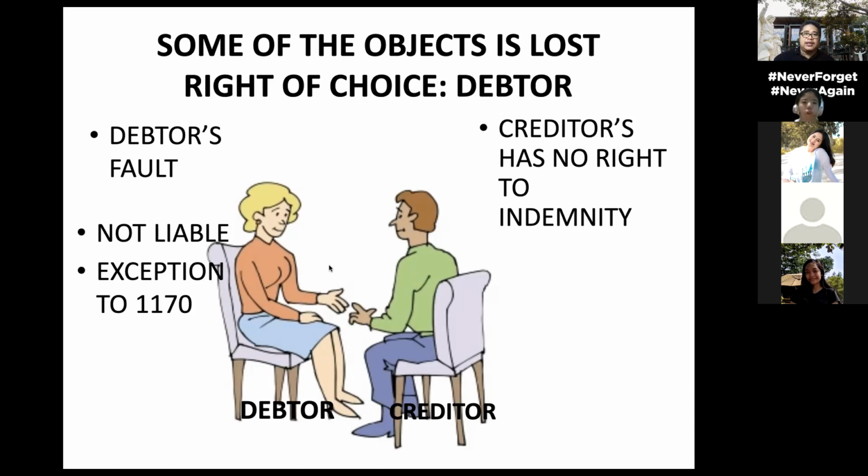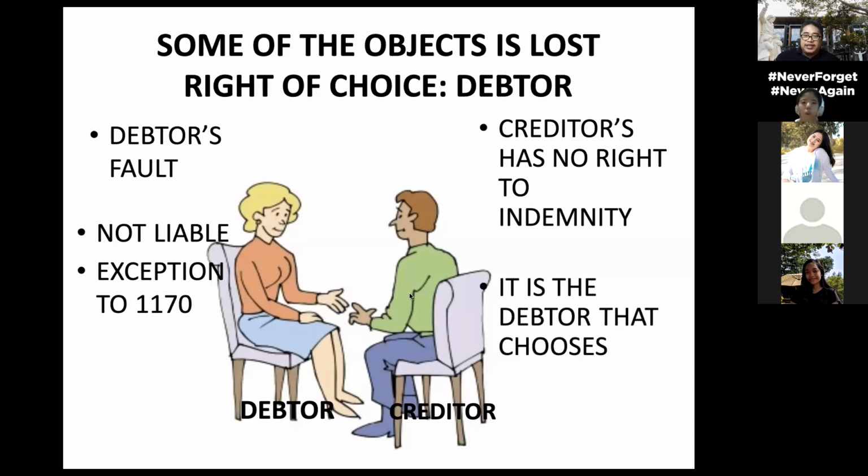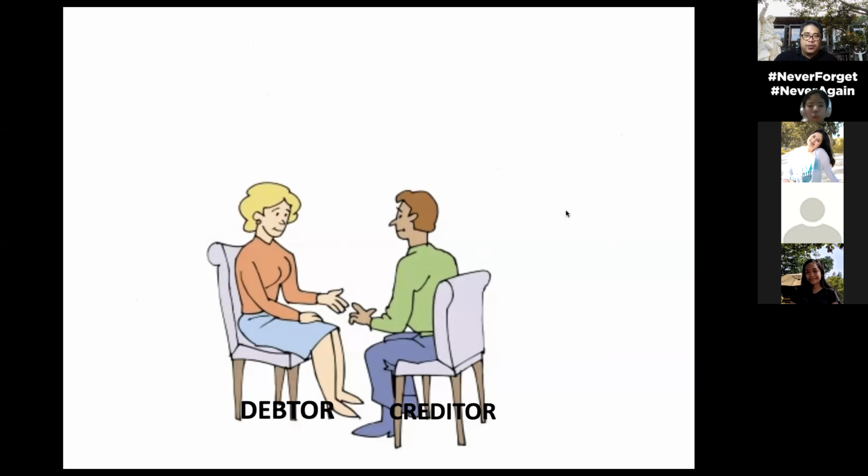That becomes now the very idea of how you will be reacting to the consequence of loss. Now, it is the debtor that chooses here. This is simply reinstating that when the loss is not through the debtor's fault, the creditor has no right to indemnity, assuming again that the object here is a specific thing. It is the debtor that chooses in this scenario.